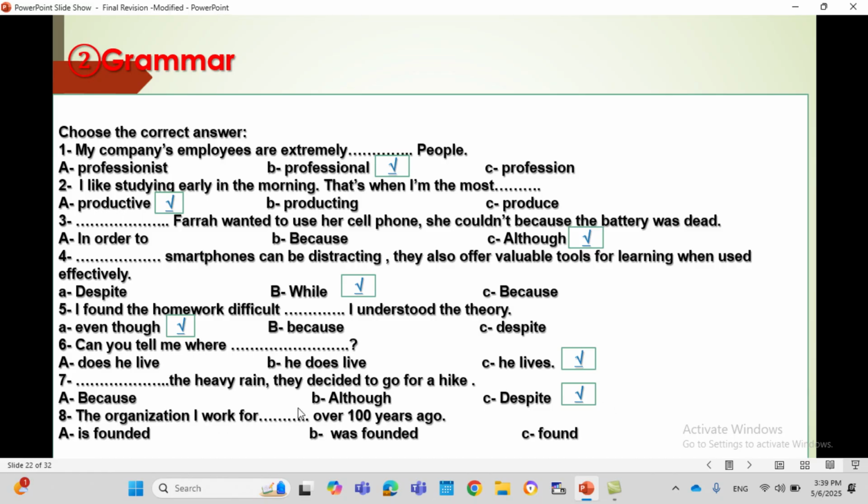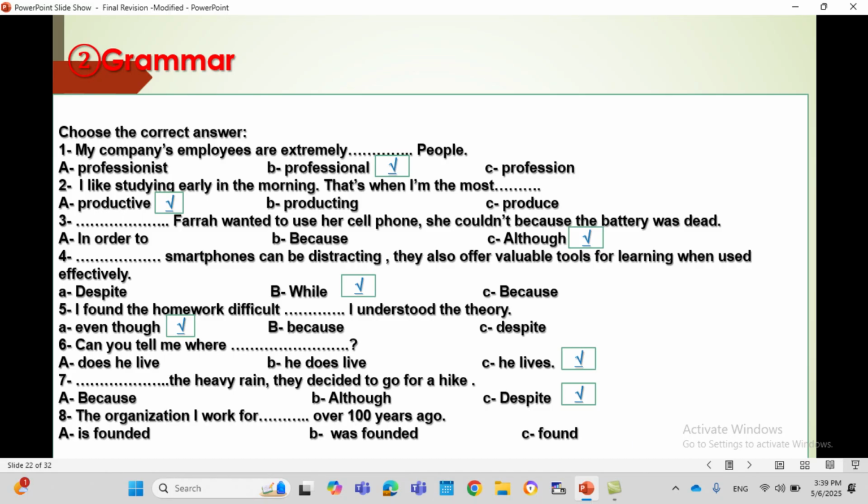Why not although? Because although must be followed by a full statement, as in, I understood this theory. This is a full statement. But here, as you can see, there is only a noun phrase. There is no verb, there is no subject. Let's come to the final one.